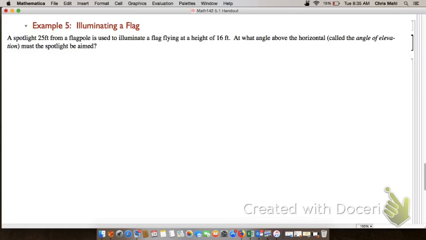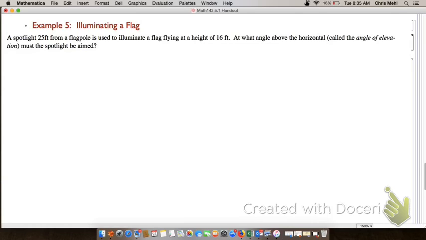So we're going to be illuminating a flag. A spotlight that is horizontally 25 feet from a flagpole is used to illuminate a flag flying at a height of 16 feet. At what angle above the horizontal, called the angle of elevation, must the spotlight be aimed?